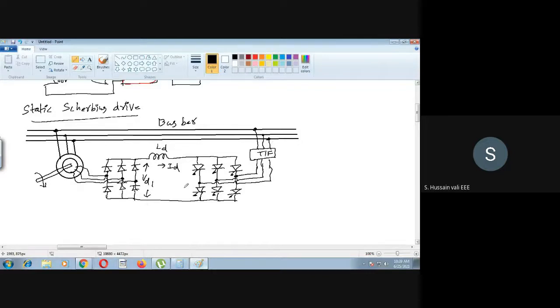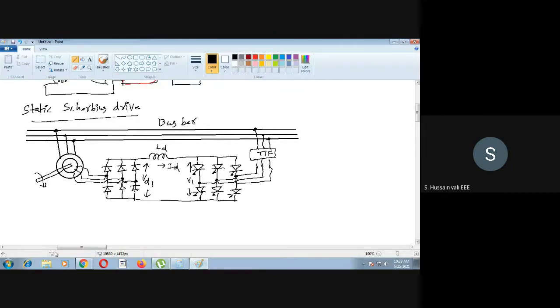Okay, this is the circuit diagram you will find here. Here you have two bridges, and this is the circuit diagram, or block diagram, for the static Scherbius drive.